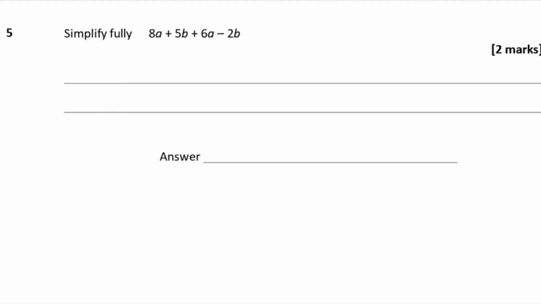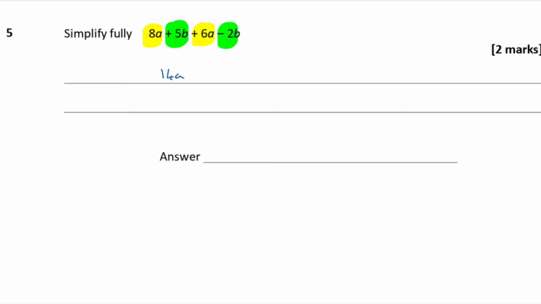Okay, so this is a question on collecting like terms, and I've got two types of terms here. I've got terms in a and I've got terms in b. Okay, so collecting the a terms together, 8a plus 6a, that gives me 14a, and 5b minus 2b, that minus sign belongs to the 2b. Signs belong to the term that follows them, so that's why when I highlighted them, I highlighted the sign in front of them as well as the term.